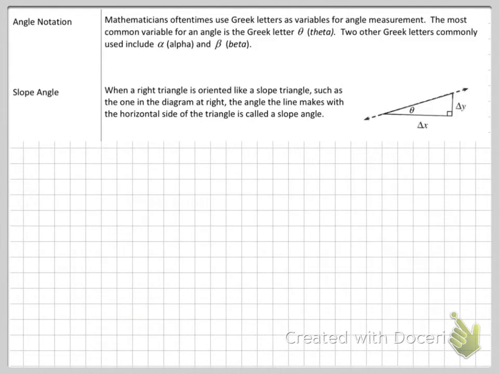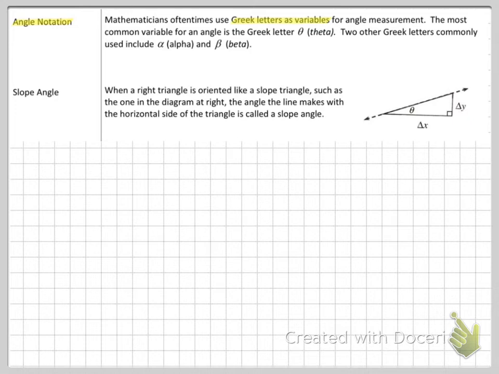All right, some vocabulary here. Angle notation. When we talk about angles, we typically use Greek letters. Greek letters are just like letters in the alphabet. Typically we would use X's and Y's and Z's, A's and B's, a whole bunch of different letters. You guys know that. But we also start using Greek letters specifically when we're talking about an angle.